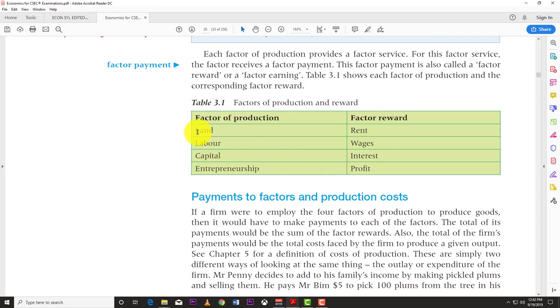And as I said before, the factor reward for land is rent. Labor, the factor reward for labor is, of course, wages or salaries. You go to work, you get your wages, you get your salaries. Capital, the reward is interest paid on the capital. And entrepreneurship, of course, the reward for that is profit. If you run a successful business, you're going to obtain a profit. So those are the matching factors of production to the factor rewards for each. Again, land, you get rent. Labor, the reward is wages or salaries. Capital, the reward is interest. And entrepreneurship, the reward is profits.